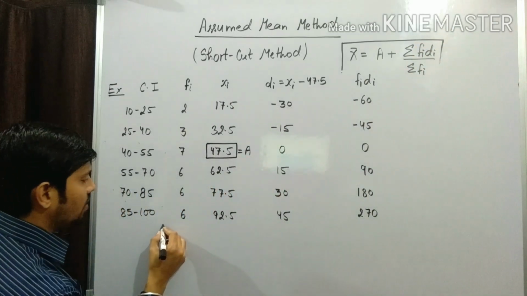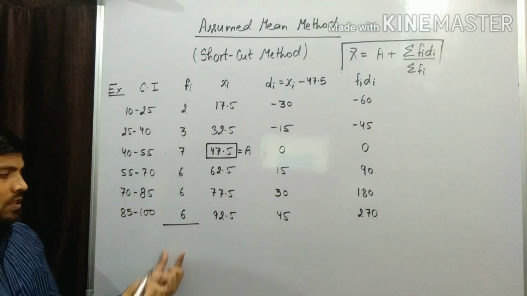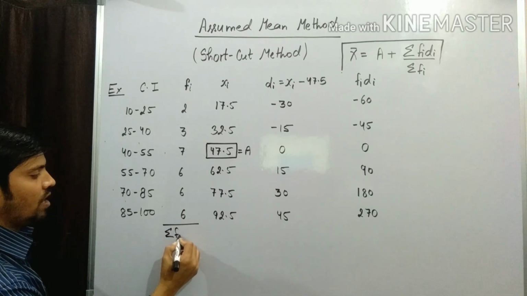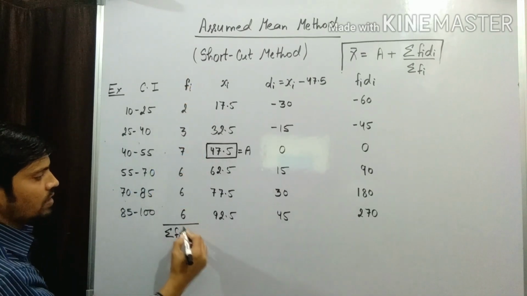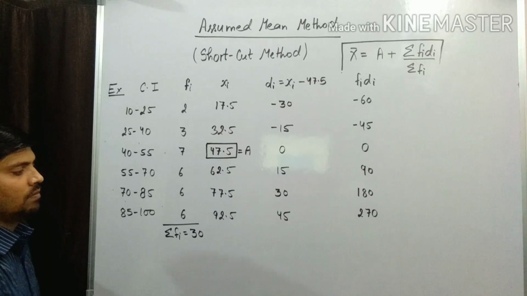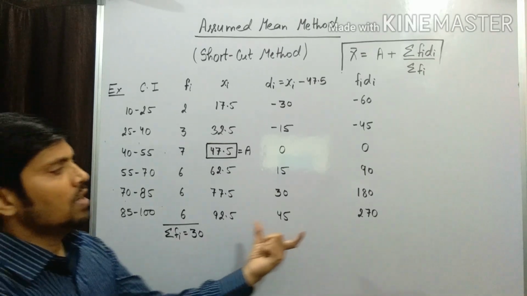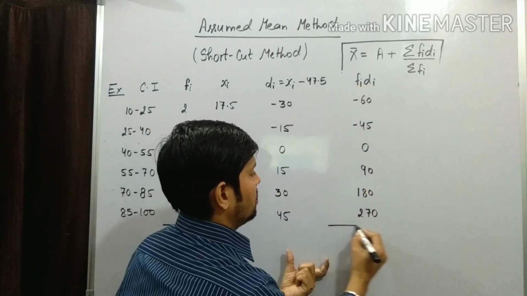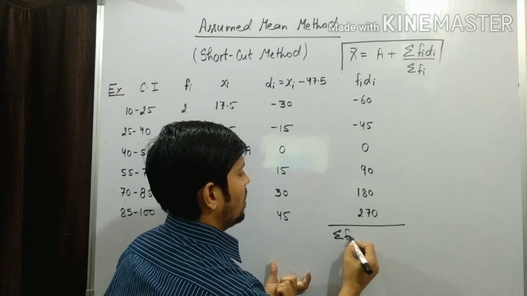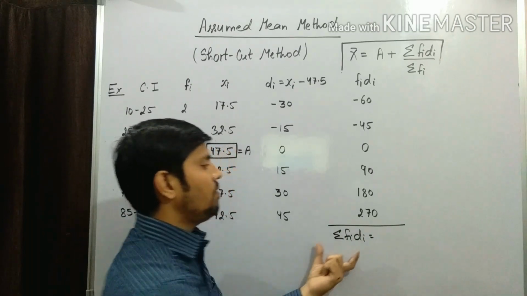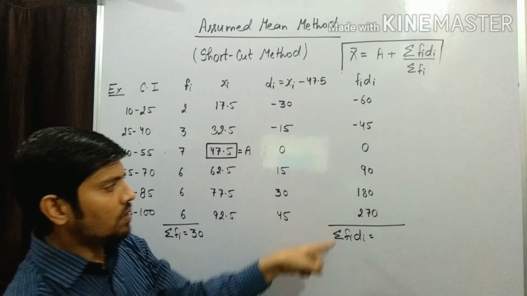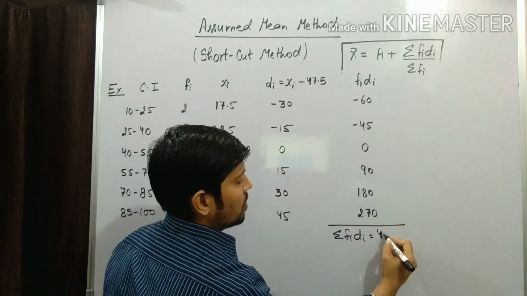So first of all we will find the summation of fi here. Add them. Summation of fi means the sum of all these frequencies. This will be 30. And the next one, add them. Summation of fi di, when we add this, gives a total of 435.